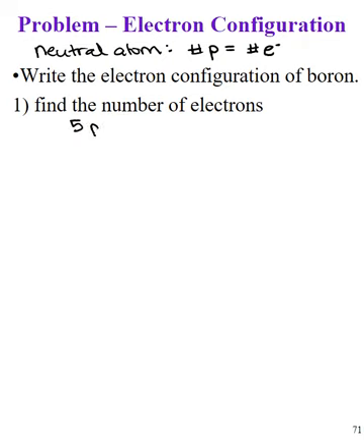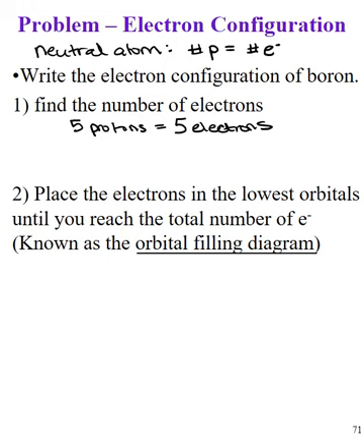There are a total of 5 protons. So that must mean that there are going to be a total of 5 electrons. The second thing is place the electrons in the lowest orbitals until you reach the total number of electrons. This is known as the orbital filling diagram.